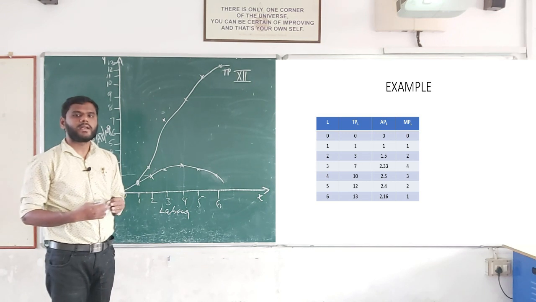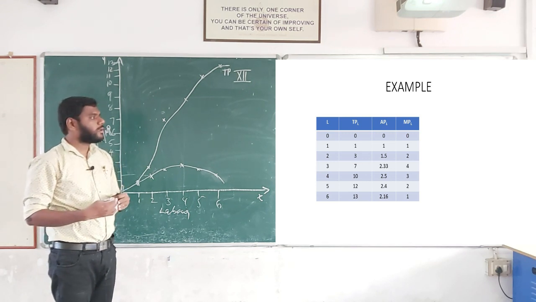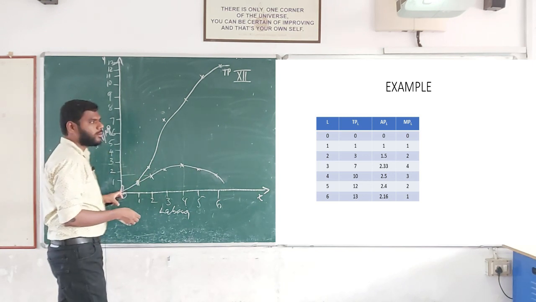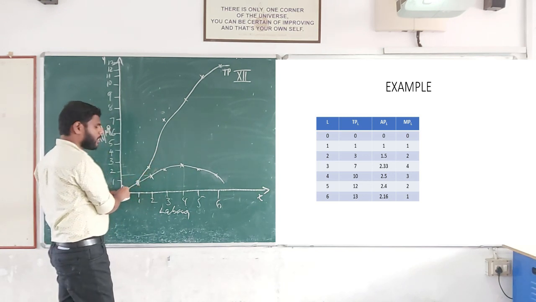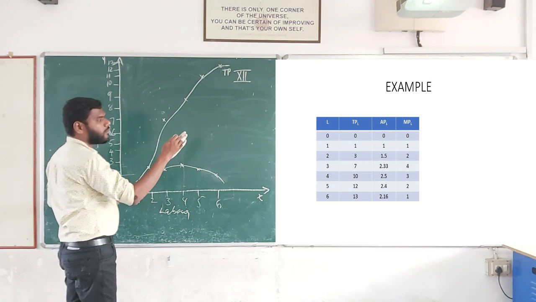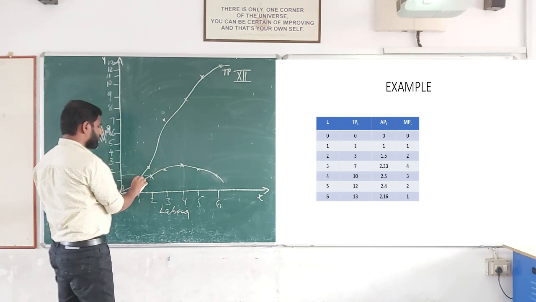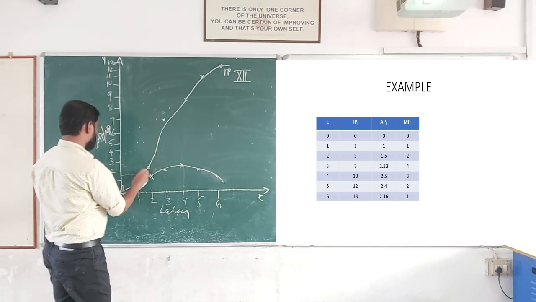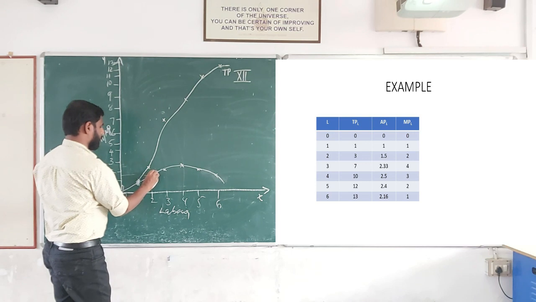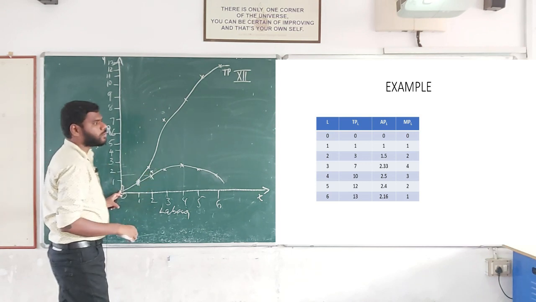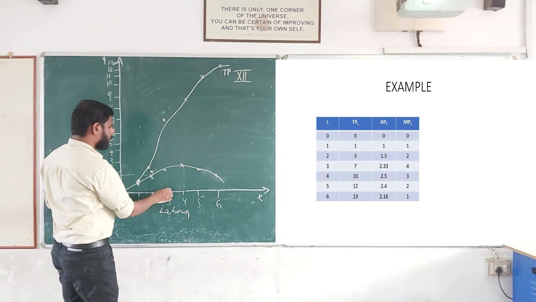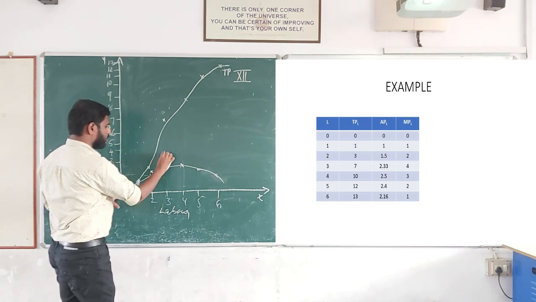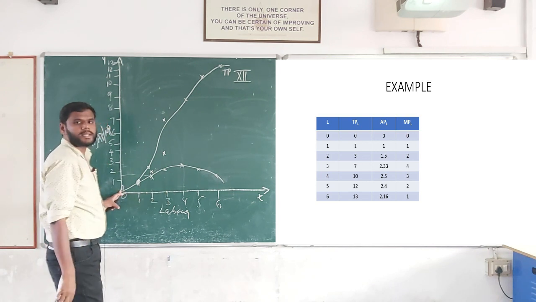Next one is the marginal product curve. We can draw marginal product by using this table. At 0 labor, the marginal product is 0. At 1, the marginal product is 1. At 2, the marginal product is 2. At 3 units of labor, the marginal product is 4.